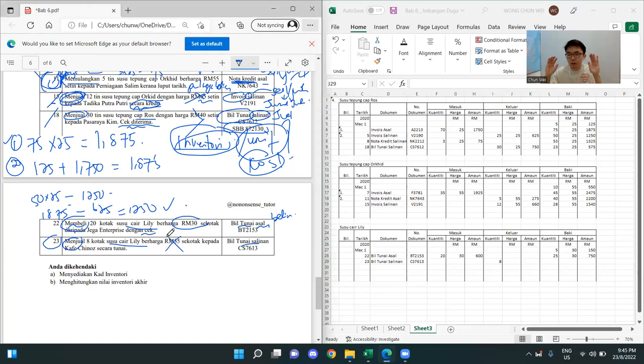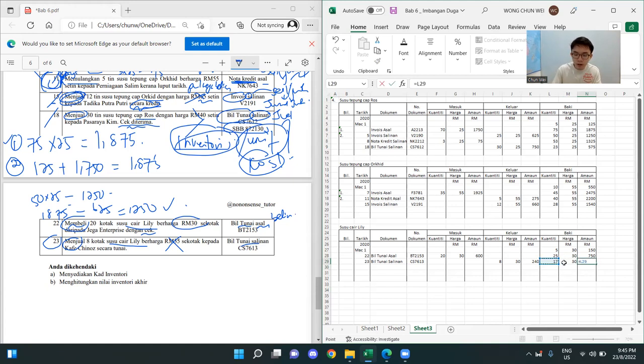We look at the harga cost. Harga cost is berapa? 30. All right, so the amount will be 8 times 30, you get 240. Then the quantity, you ada 25 baki, tapi sekarang you jual 8, dia keluar 8, so your unit quantity hanya ada 17 saja. And then the harga, unit is the same, 30, and then the amount, 17 times 30, you get 510. So that's it. So here you can clean it up.